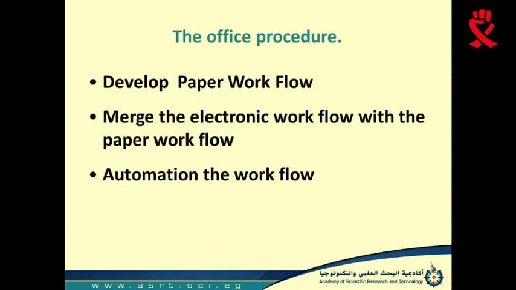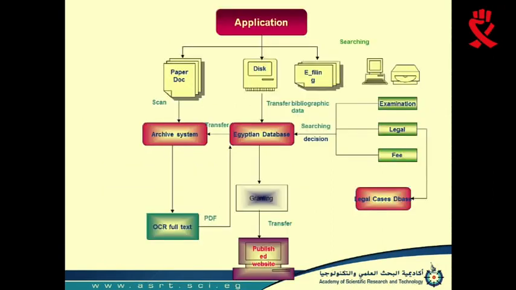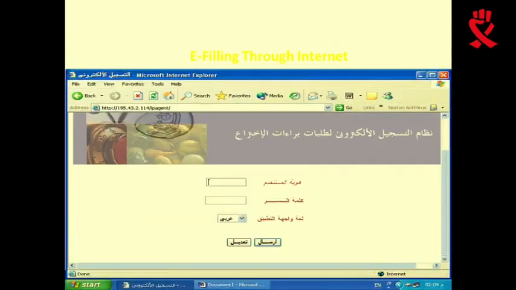Just for the patent office procedures, we went from paperwork to electronic system. We're mixing the electronic system with the paperwork. We are not actually fully automated now. And this is the pathway for the application in the patent office. You can look at it later, not important now.